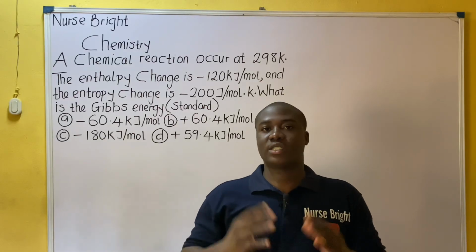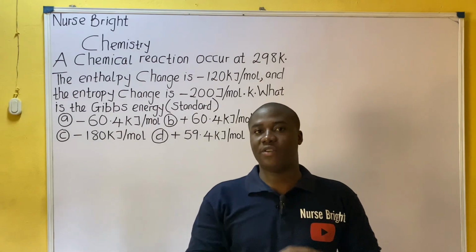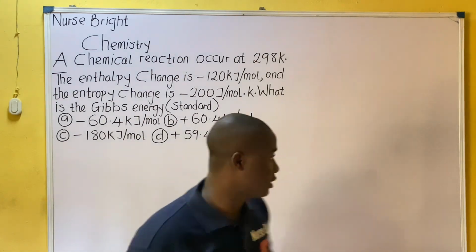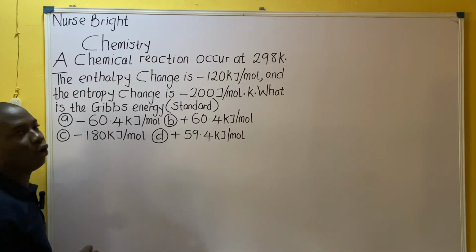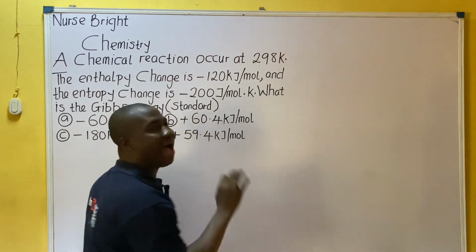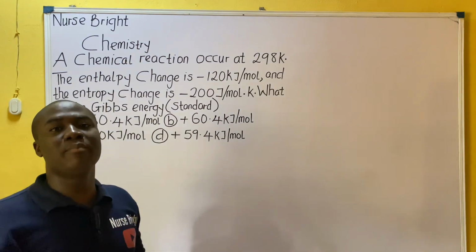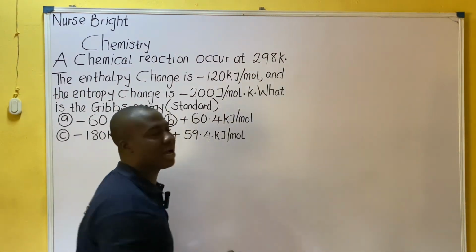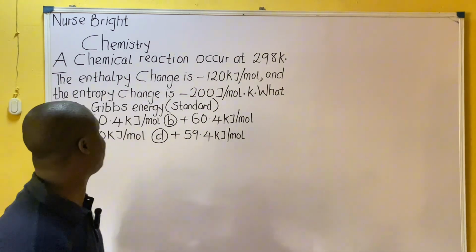You came across this question in your chemistry exam. How will you solve it? It is very easy. Now let's solve together. The question says, a chemical reaction occurs at 298 K. That K there simply means Kelvin. So this should be pronounced as 298 Kelvin. All right, let's progress.